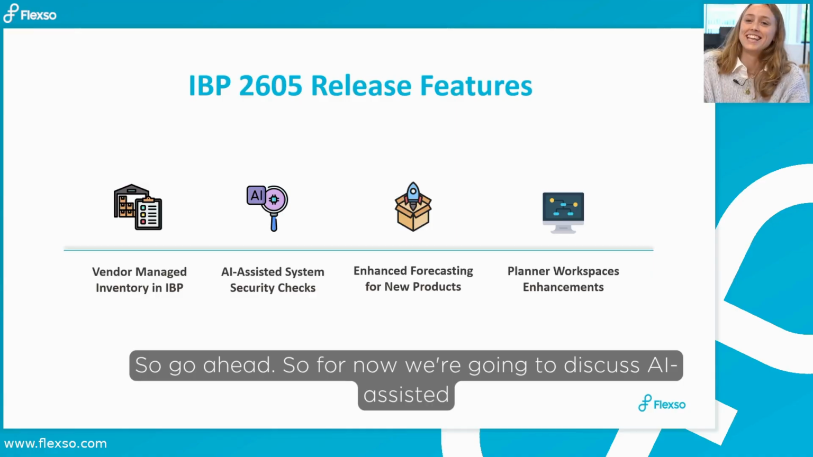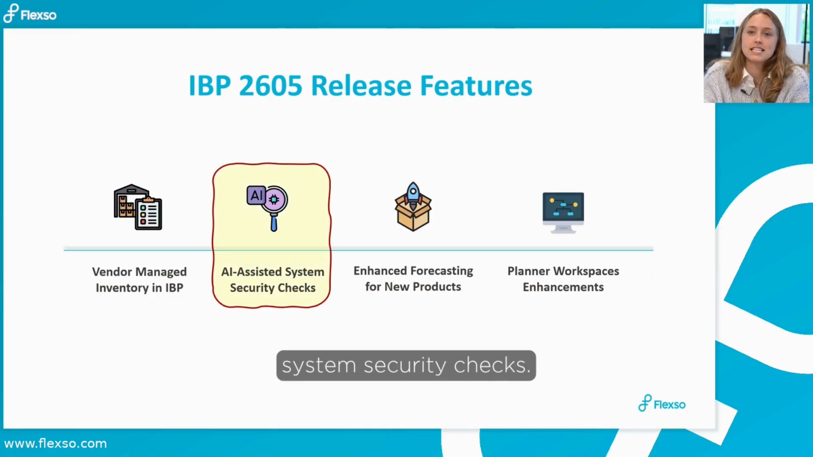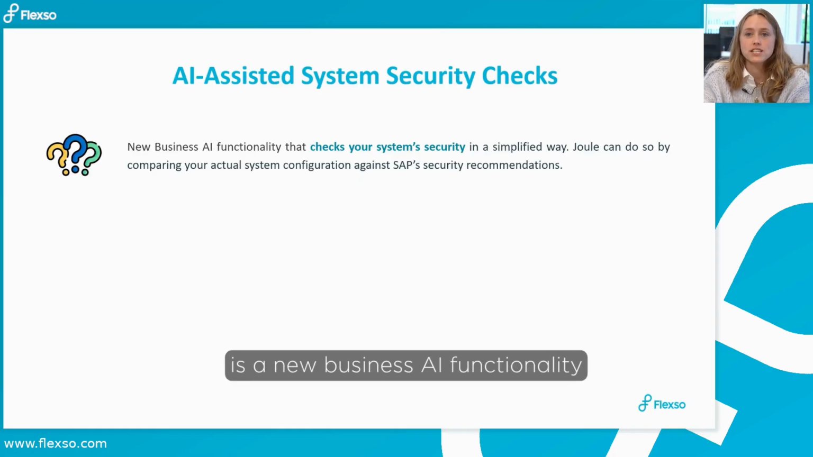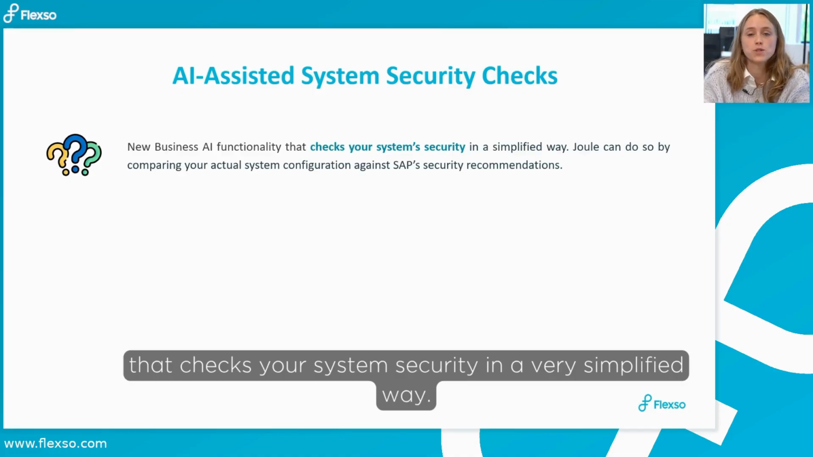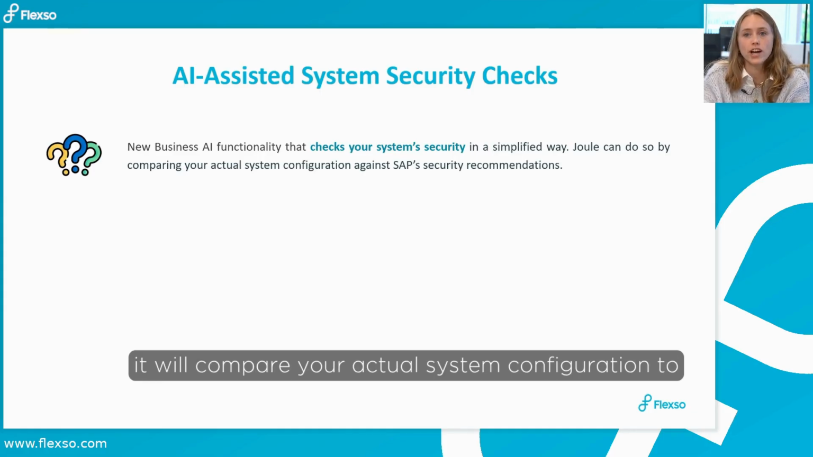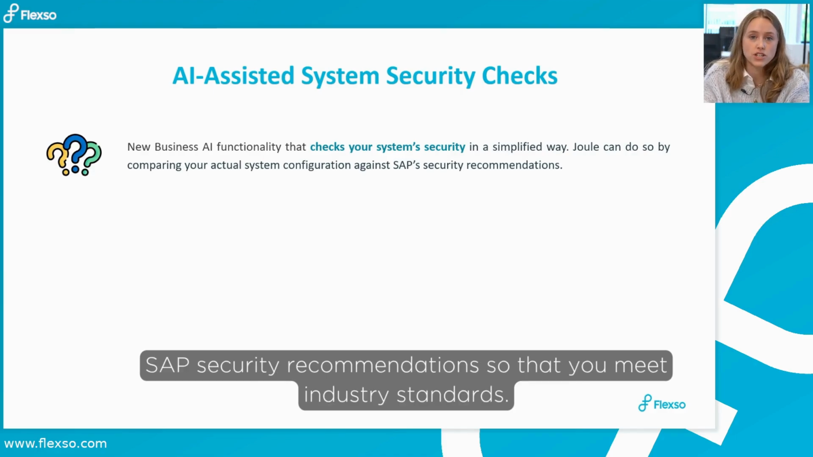Yeah, so for now we're going to discuss AI-assisted system security checks. The AI-assisted security checks is a new business AI functionality that checks your system security in a very simplified way. You can ask Joule just conversational questions, and it will compare your actual system configuration to SAP security recommendations so that you meet industry standards.